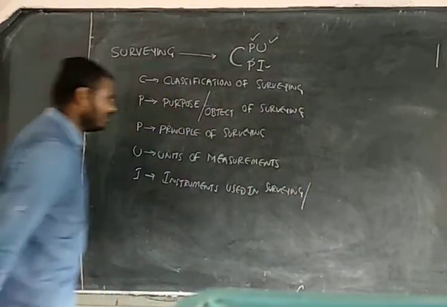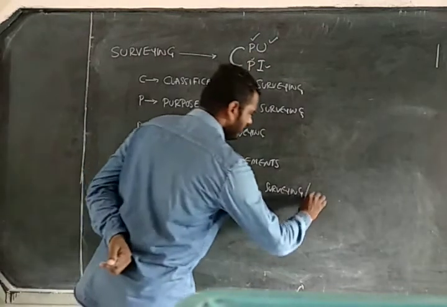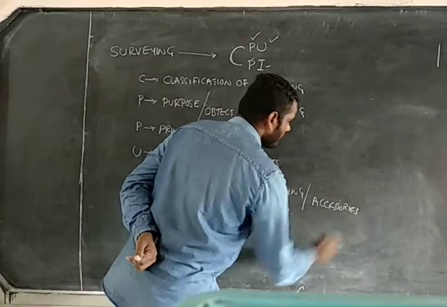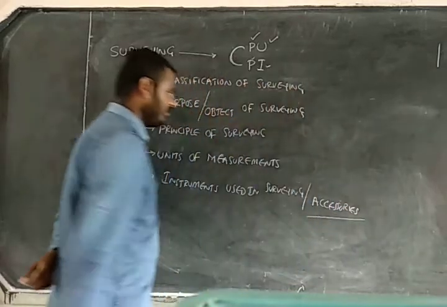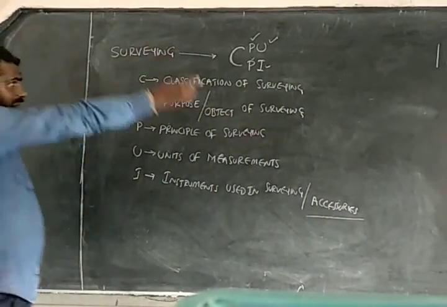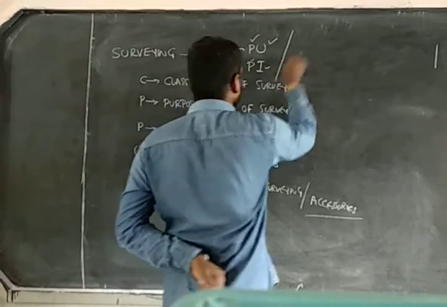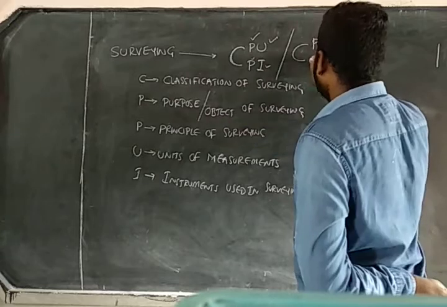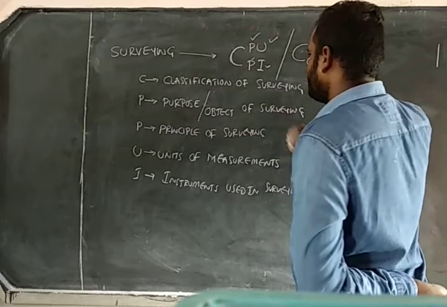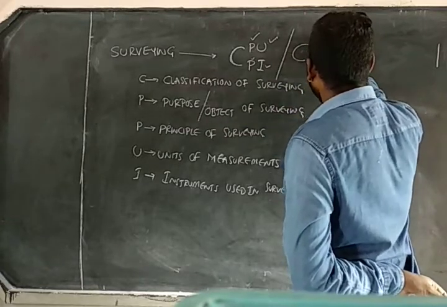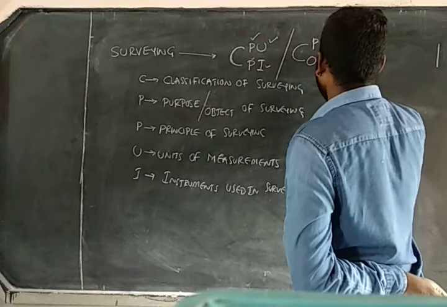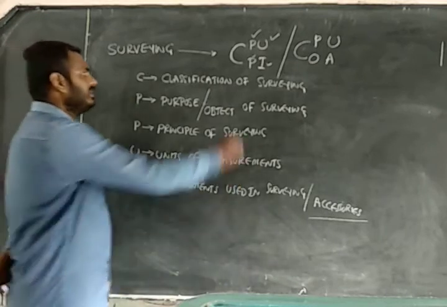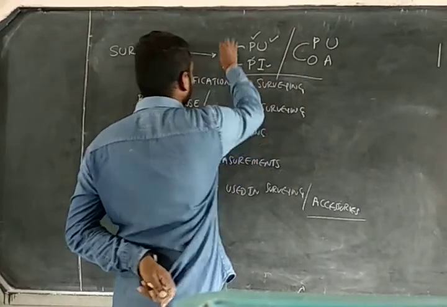Or you can also call this one accessories used in surveying. Means you can also write this formula like this: C, P, instead of the second P, what do we write? Objects. You can call this one objects, and then U, and we can also call this one actions. CPU, COA. Okay.